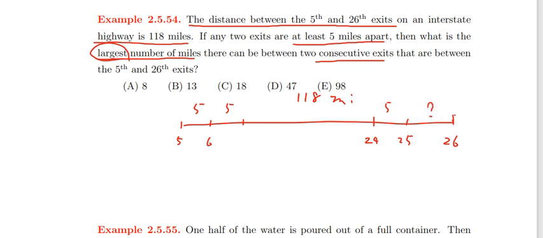So we say 5, 5, 5. How many? From 5 to 25, so we have 20 intervals. So 20 multiplied by 5 plus this x equals 118. So we find x equals 18.